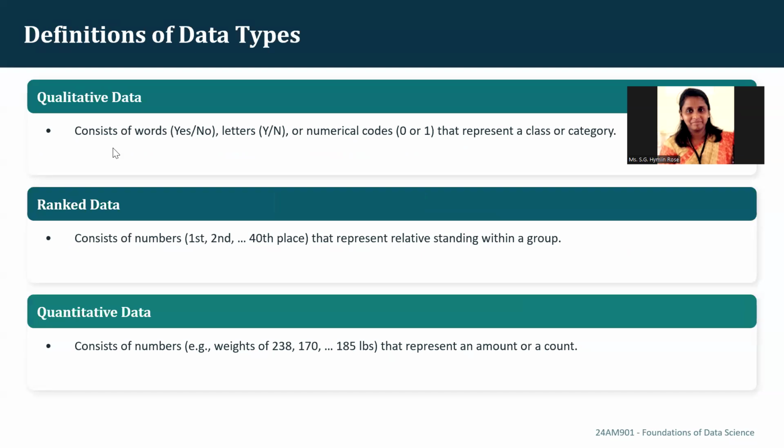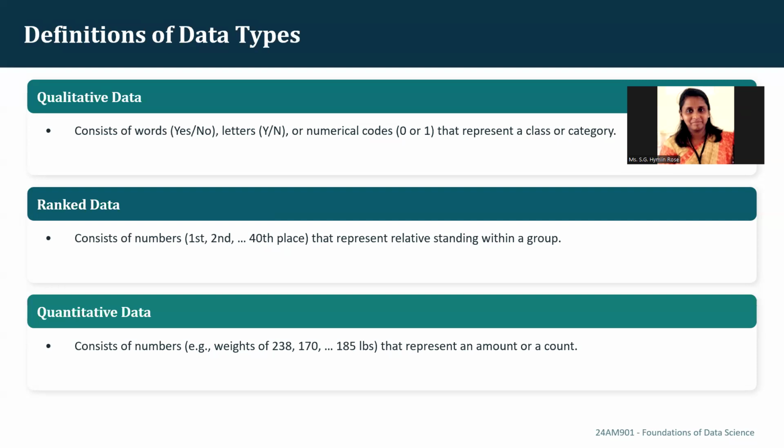It consists of words, yes or no, letters Y or N, numerical codes such as 0 or 1. One of the key things is that we represent things like blood type A, B, O, then gender male or female, then answers like yes or no. So what type, what kind, which category, all of these come under qualitative data.